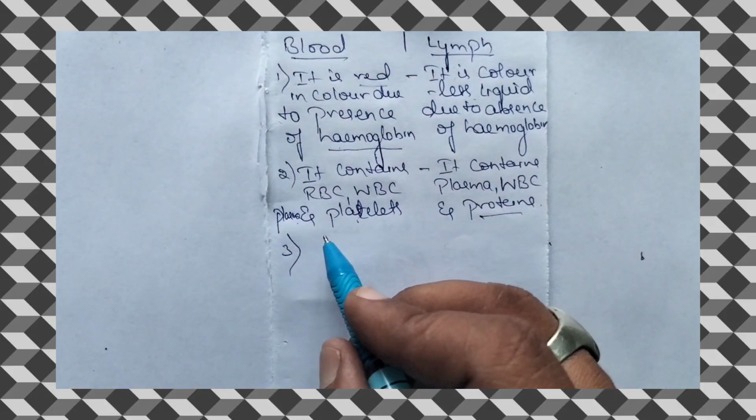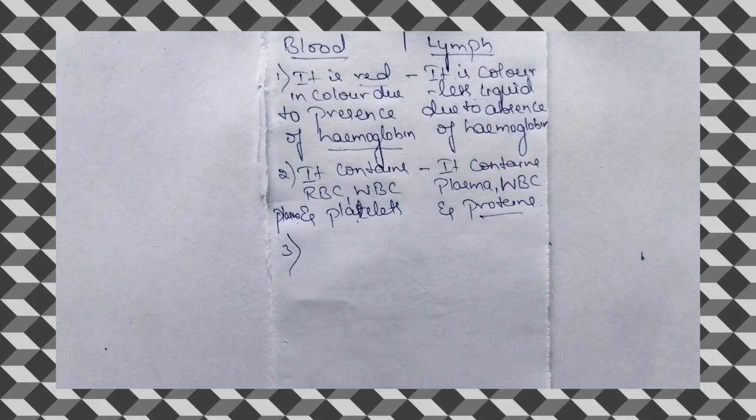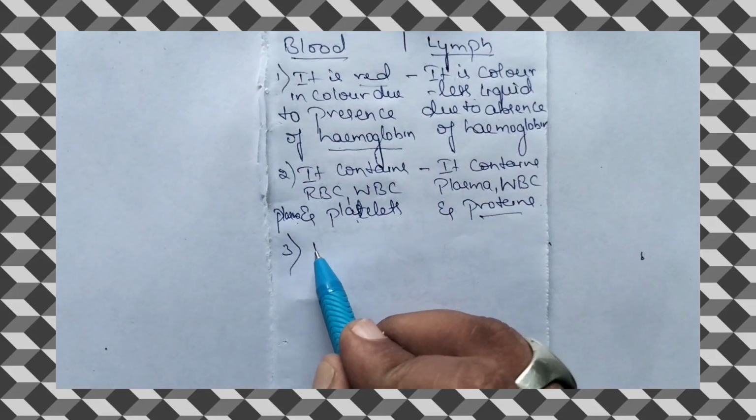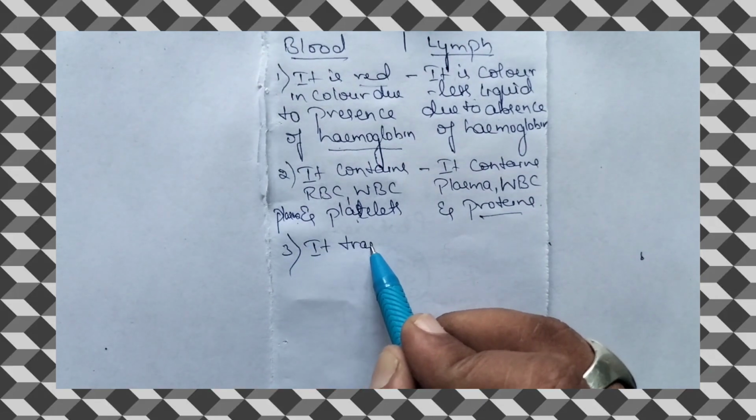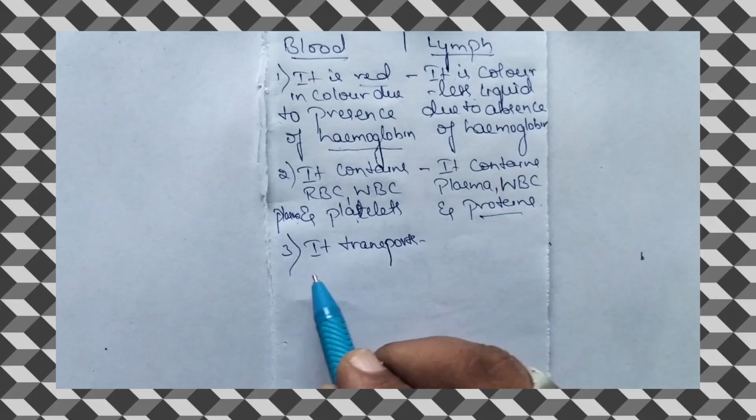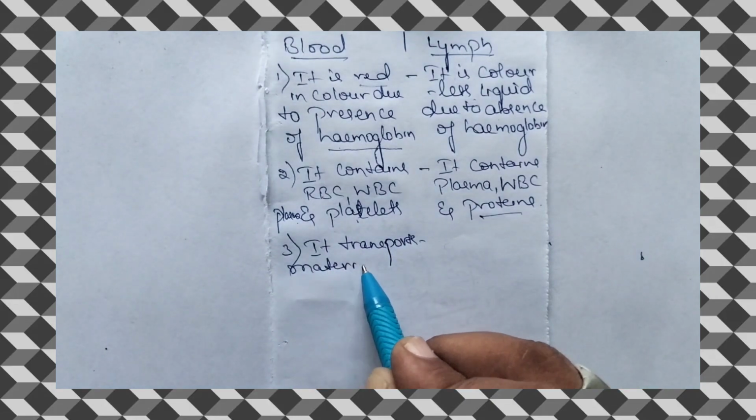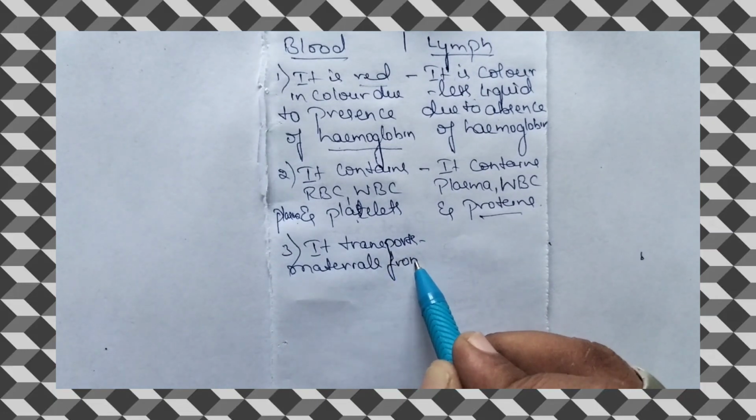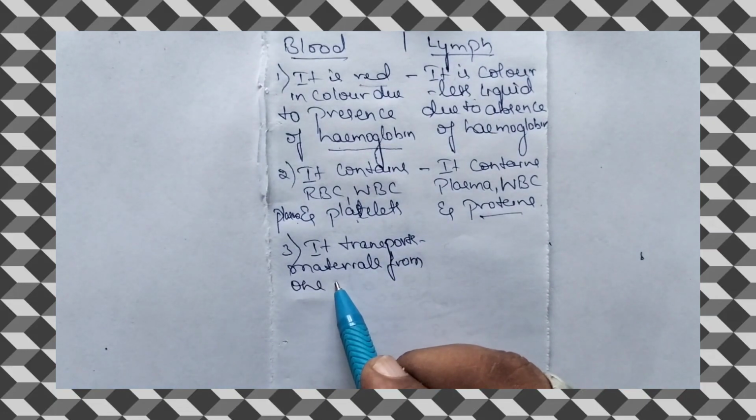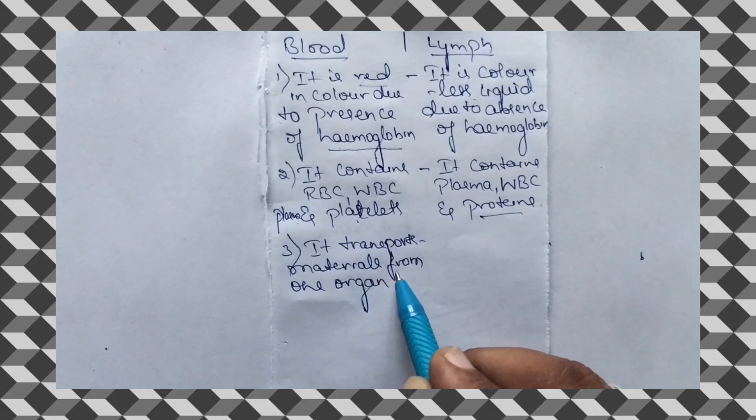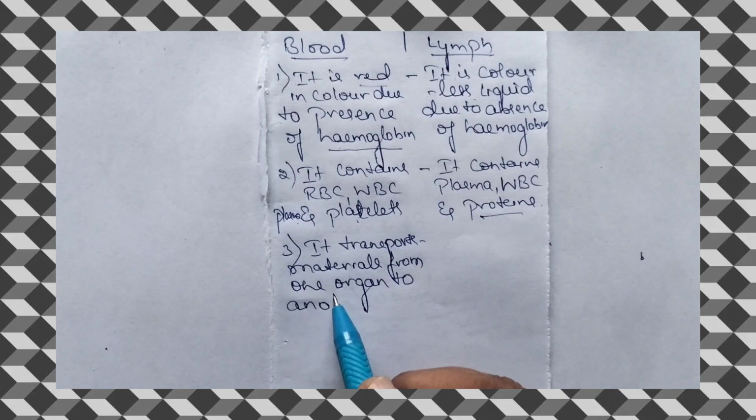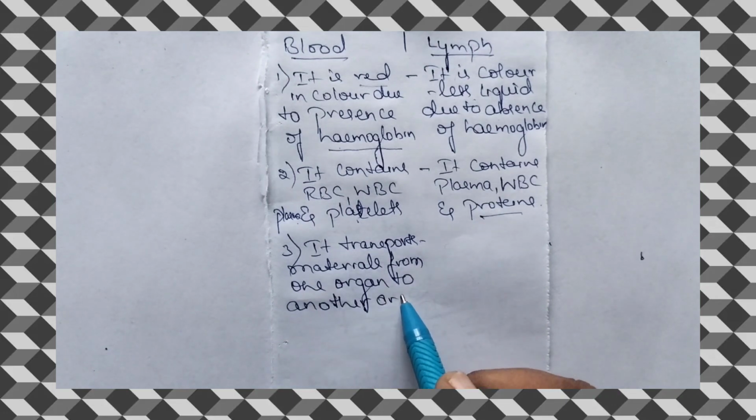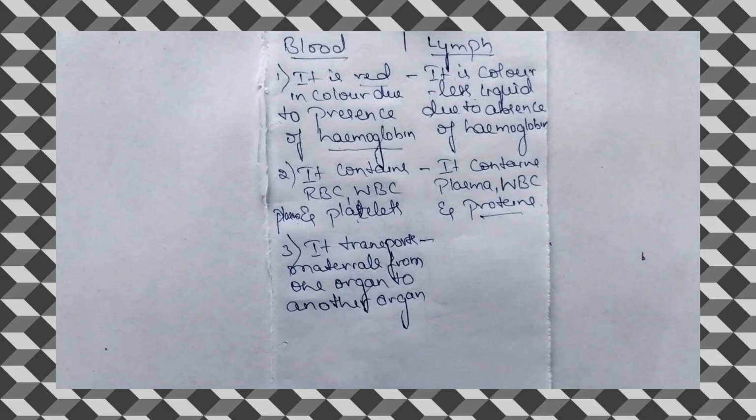Then coming to the third difference between blood and lymph. So blood transports materials from one organ to another organ. ಒಂದು ಆರ್ಗನ್ ಇಂದ ಇನ್ನೊಂದು ಆರ್ಗನ್ಗೆ ಬ್ಲಡ್ ಮೆಟೀರಿಯಲ್ ಅನ್ನು ಟ್ರಾನ್ಸ್ಪೋರ್ಟ್ ಮಾಡುತ್ತೆ.